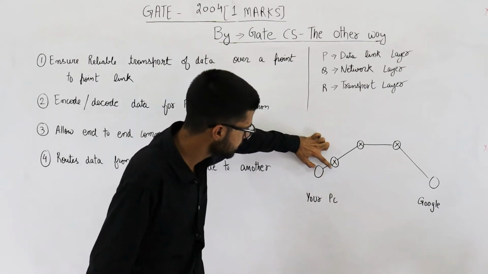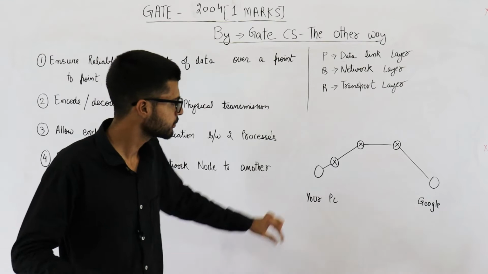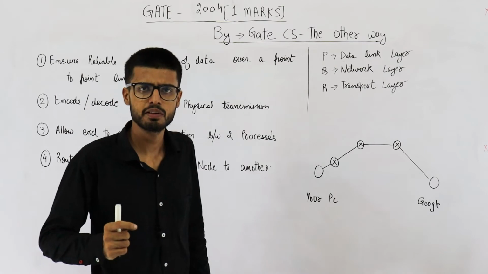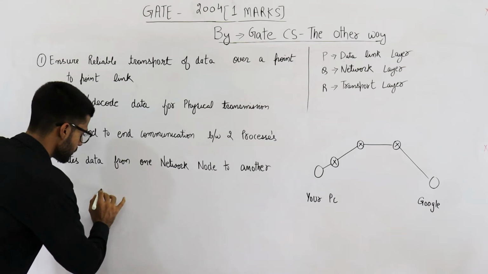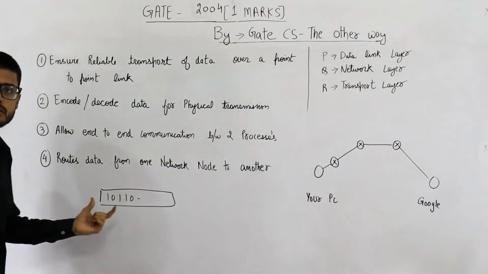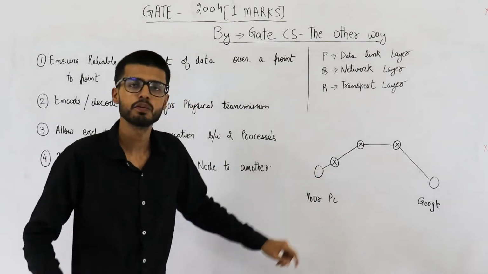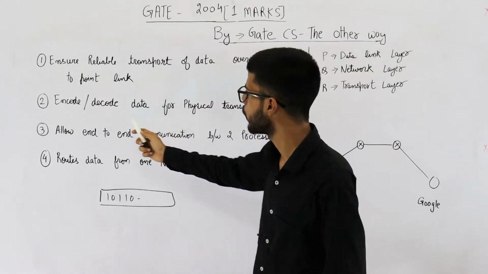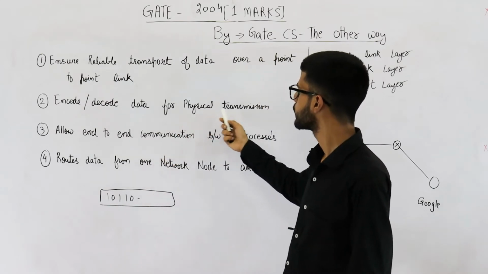This media, this channel, it can be air also if you are connected to a wireless router. This media can be a copper wire, this media can be an optical fiber. In case of optical fiber, you will transmit signal in form of light. So the frame that is actually prepared has a lot of bits, 1 0 1 1 0 0 and so on. These bits need to be converted into some kind of signal depending on what type of channel you are using, and that signal will be transmitted. So that is called encoding or decoding the digital data for physical transmission.